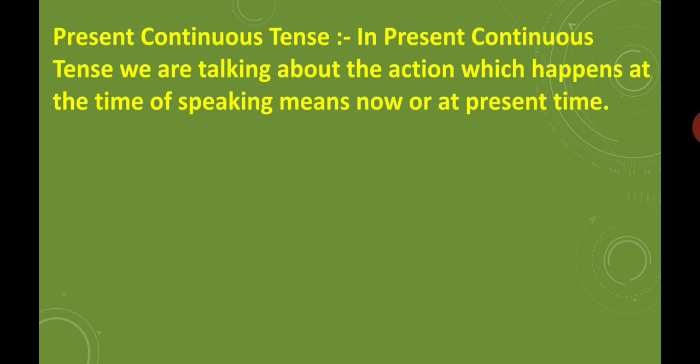Now we are moving on to the next tense, and which is it? Yes, present continuous tense. In present continuous tense, we are talking about actions which happen at the time of speaking, meaning now, or at the present time. It means that the action is happening at the time of speaking. If I am writing, and somebody asks me, what are you doing? Then what is my answer? I am writing. So my action is going on at the time of speaking. It is called the present continuous tense.